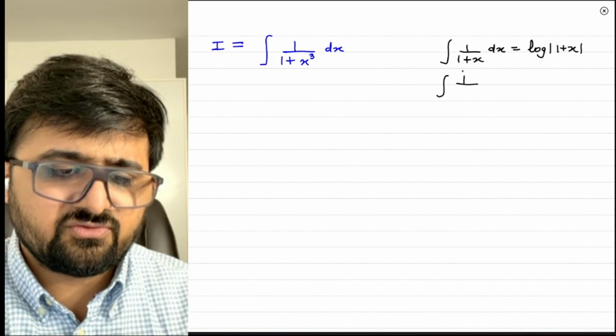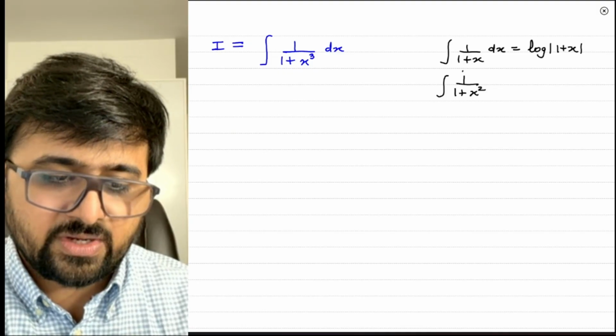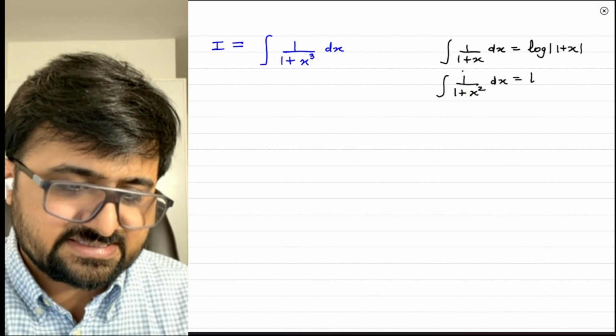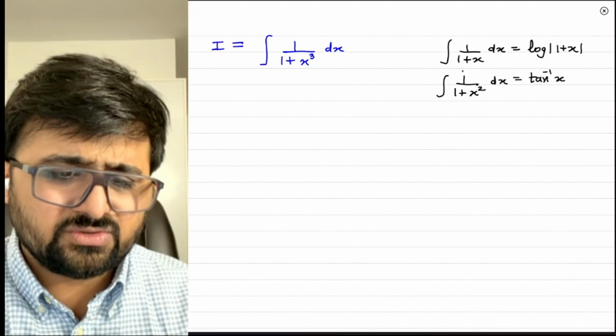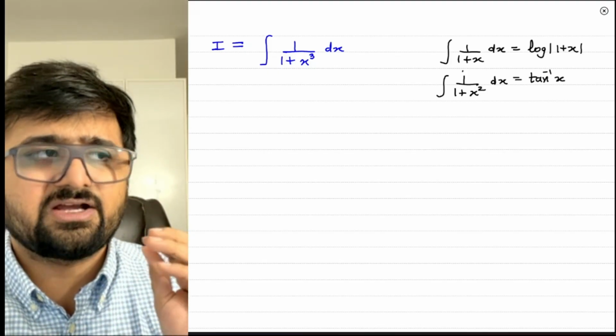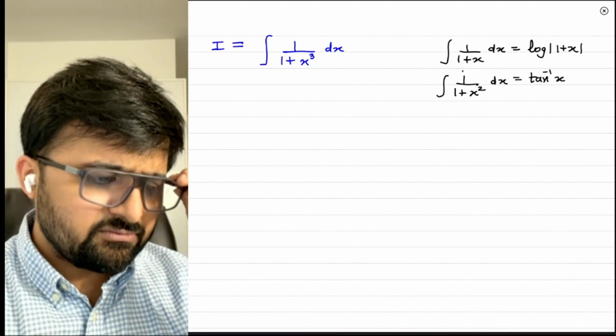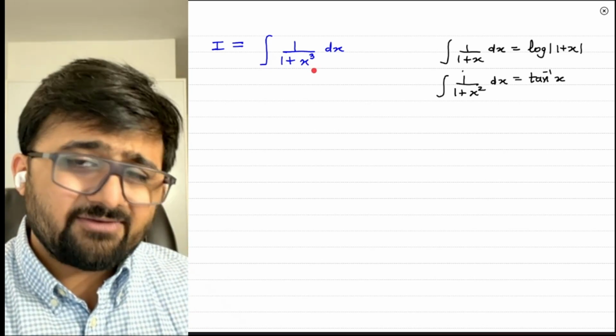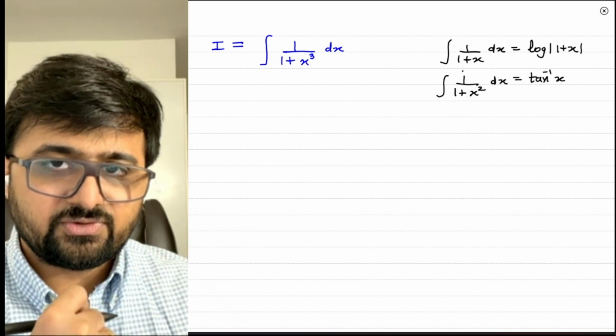We know the integration of 1 upon 1 plus x square. If it is power 2 and there is a plus in between, we know this is tan inverse of x. These are standard formulas, directly available to us. But since it is power 3, there is no direct formula available, so we have to use a little trick here.